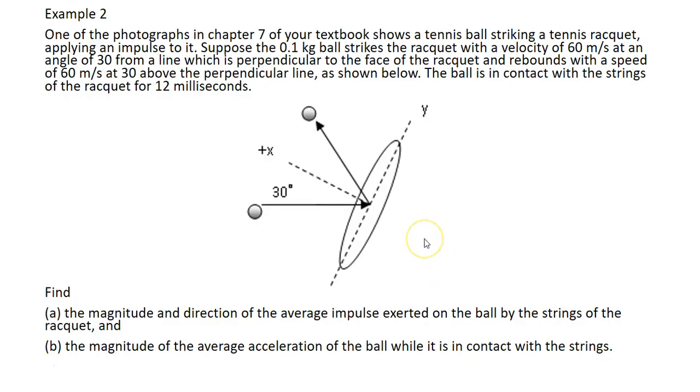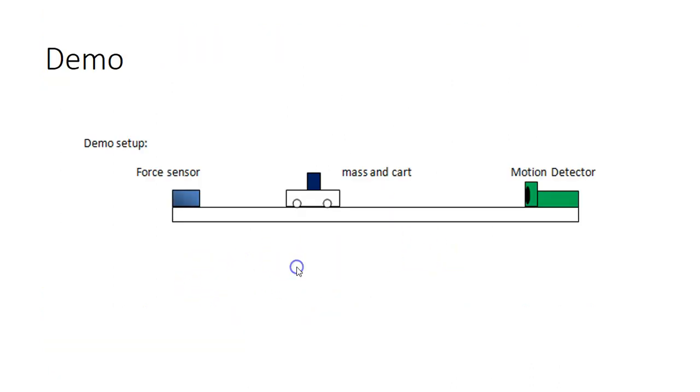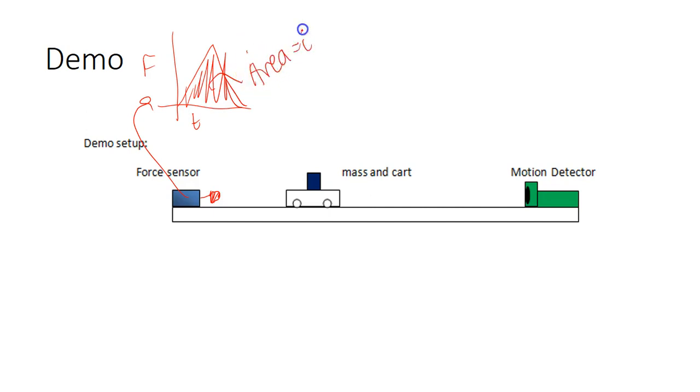And this is another fun multiple choice example as well, which you can try on your own. So anyway, in class, I'll do some demonstrations to show this. I'll have a force sensor and a little plunger. Just like you did before, this will measure the impact force. So I should be able to get a force versus time graph via the force sensor, and we should see something like this. I'm going to find the integral of this, or the area here, because that's going to be the impulse.